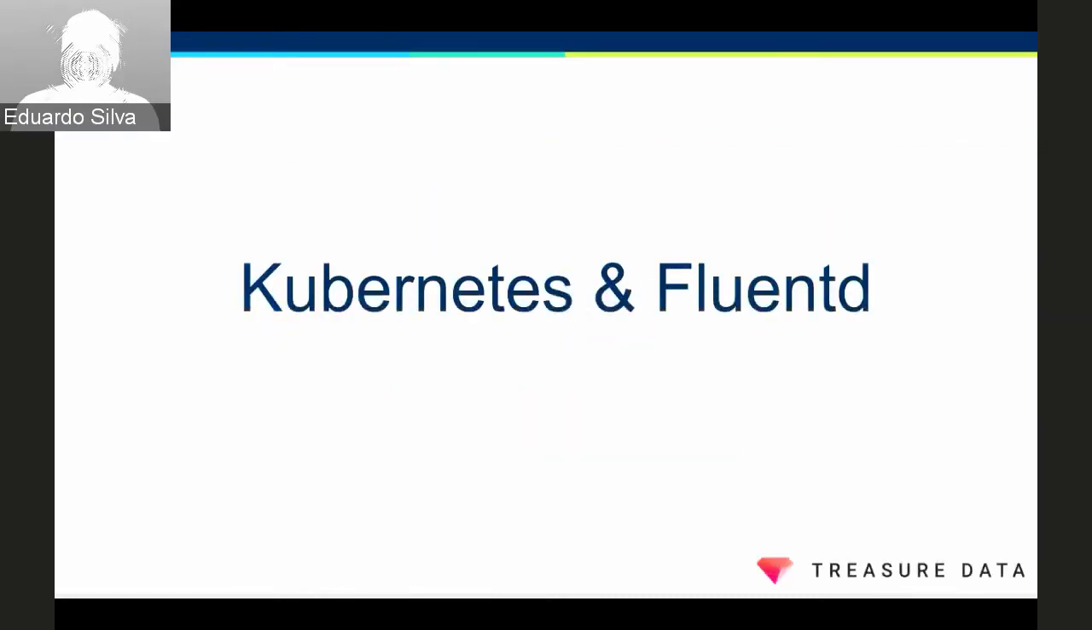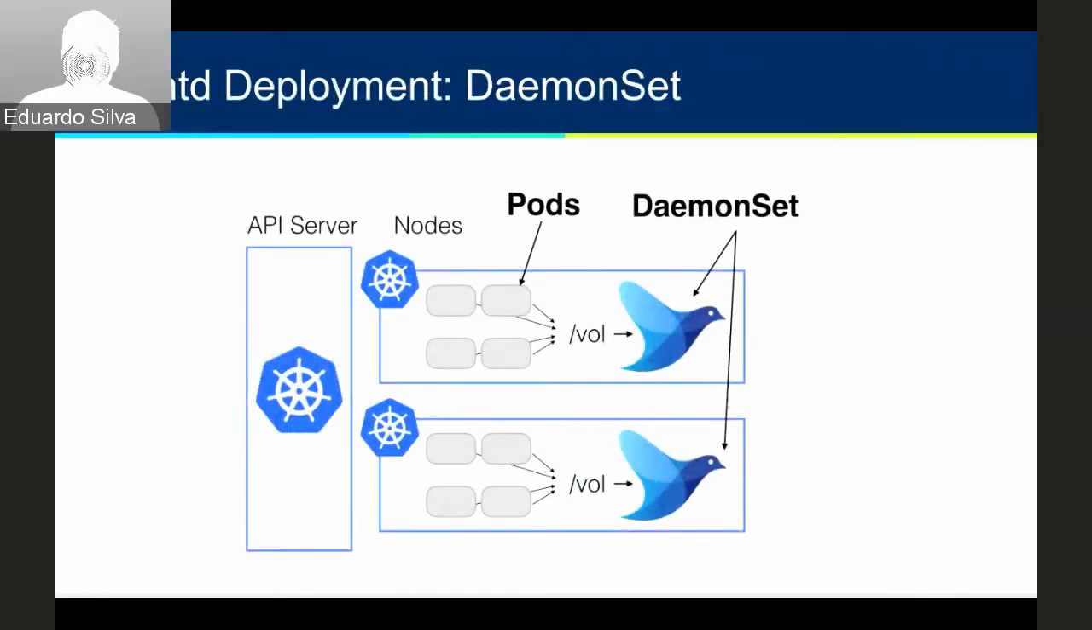So right now I would like to talk a little bit about how Fluentd integrates with Kubernetes. For those familiar with OpenShift, you know that OpenShift uses Kubernetes to manage containers and orchestrate everything. The way we install Fluentd inside a Kubernetes cluster is that, as you know, we have the API server, and we have the nodes, and each node has different pods, and pods have different containers. So Fluentd is deployed as a daemon set, and a daemon set is just a pod that runs on every node in your cluster.